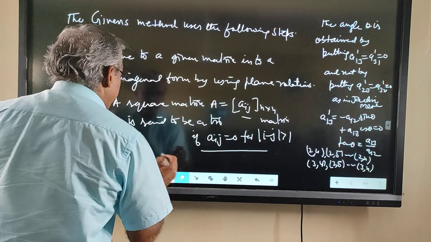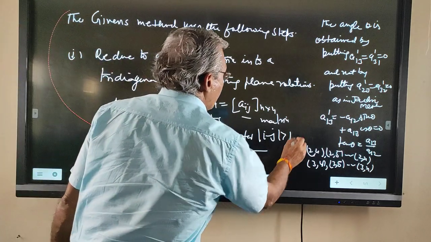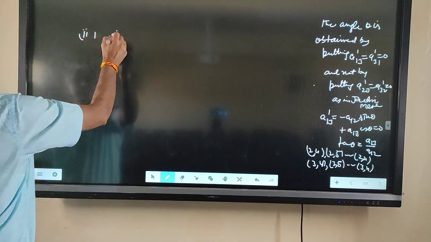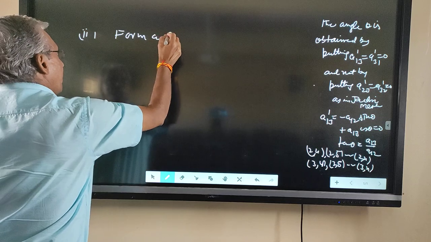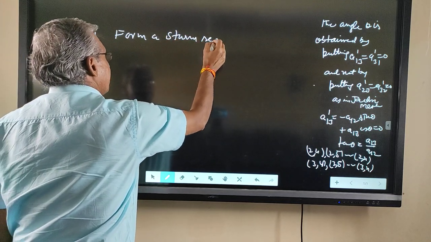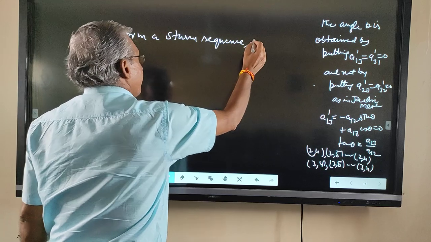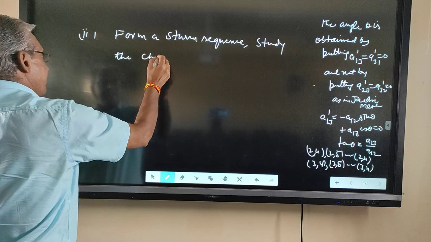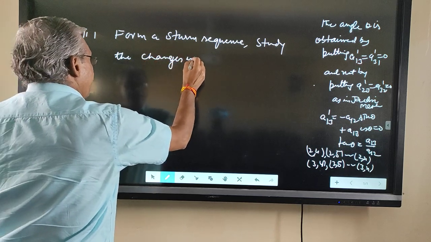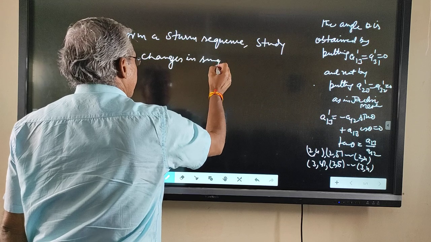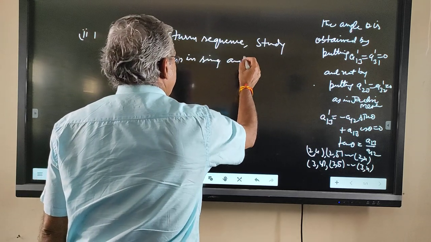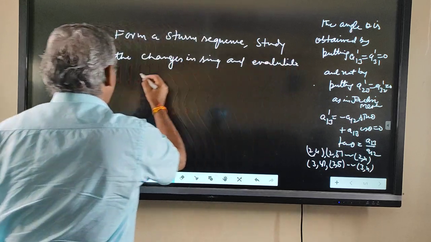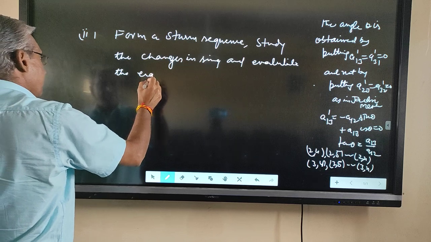The second step is to form a Sturm sequence, then study the changes in sign and evaluate the eigenvalues.